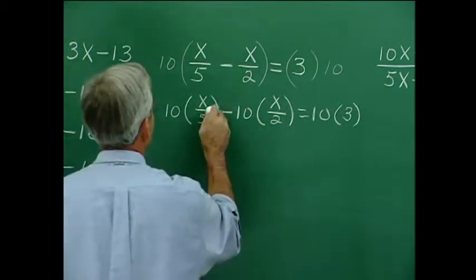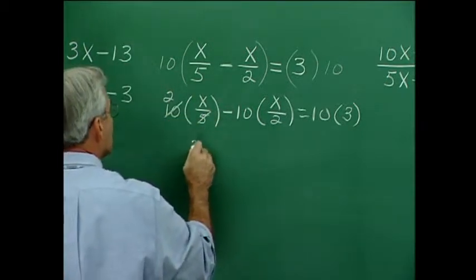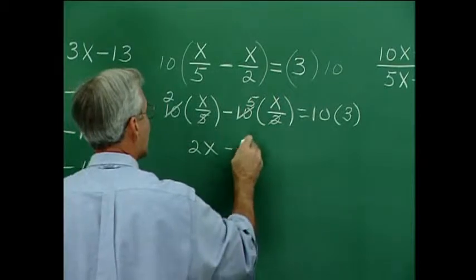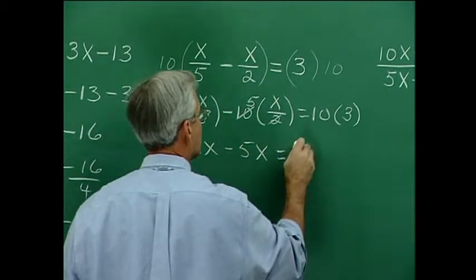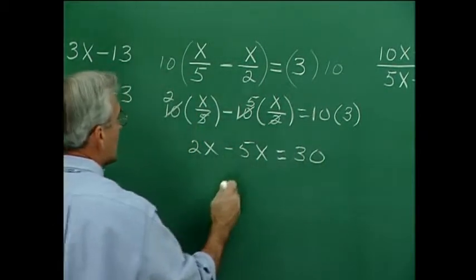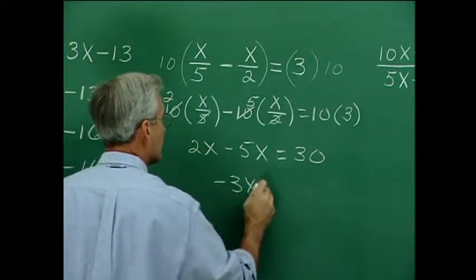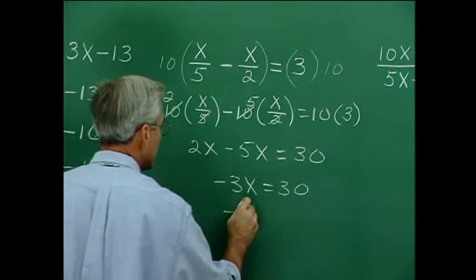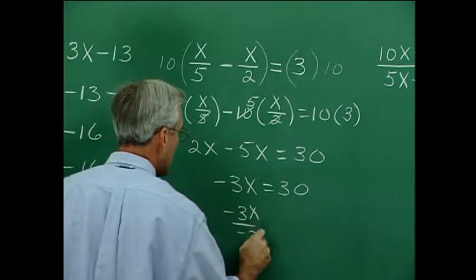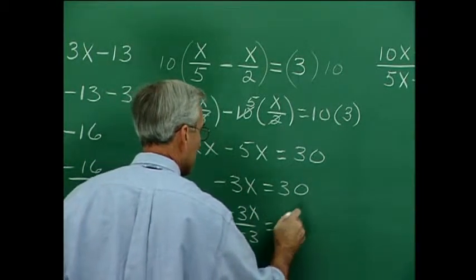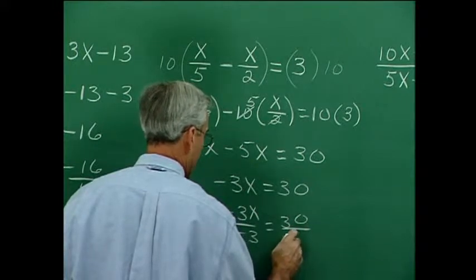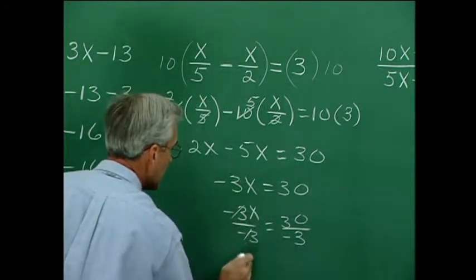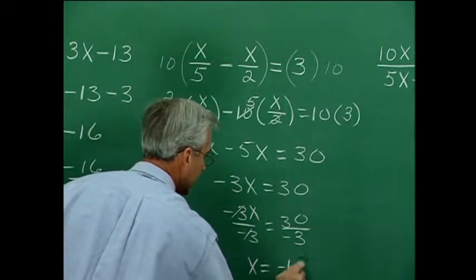Okay, anyway, the 5 and the 10 is 2, so we have 2x, and the 2 and the 10, 5, minus 5 times x, minus 5x, and then 10 times 3, 30. Then 2x minus 5x is minus 3x, equals 30, and we want to divide on both sides by negative 3. So we'll burn a step that shows the division by negative 3 on both sides. These go out and we have x equals negative 10.